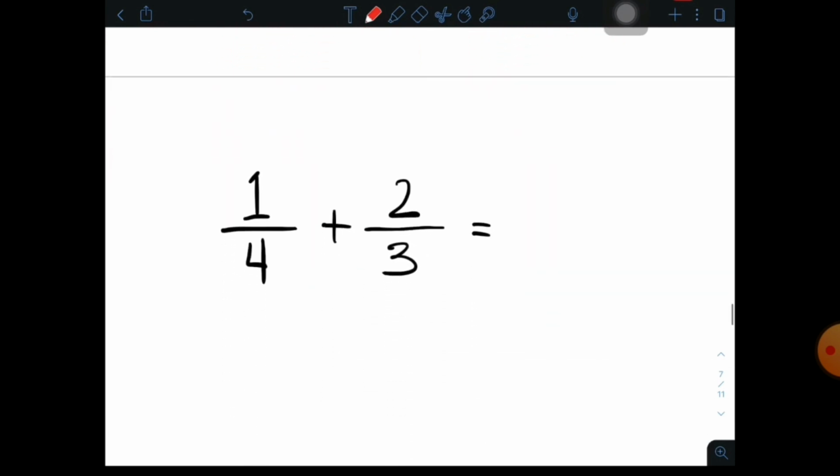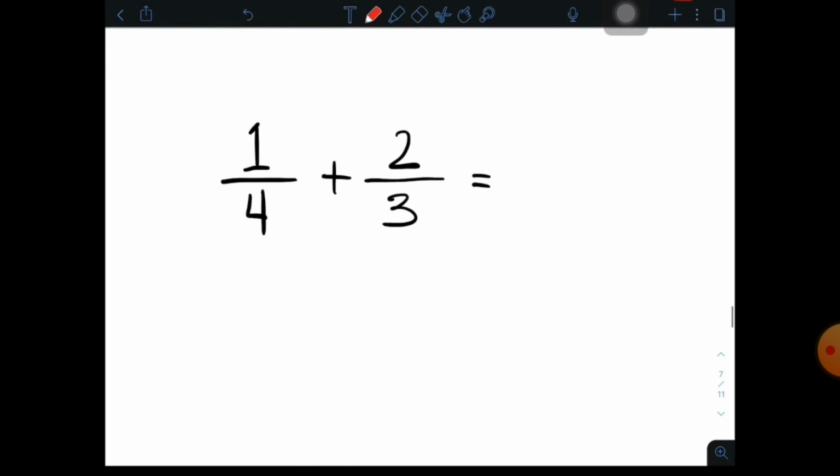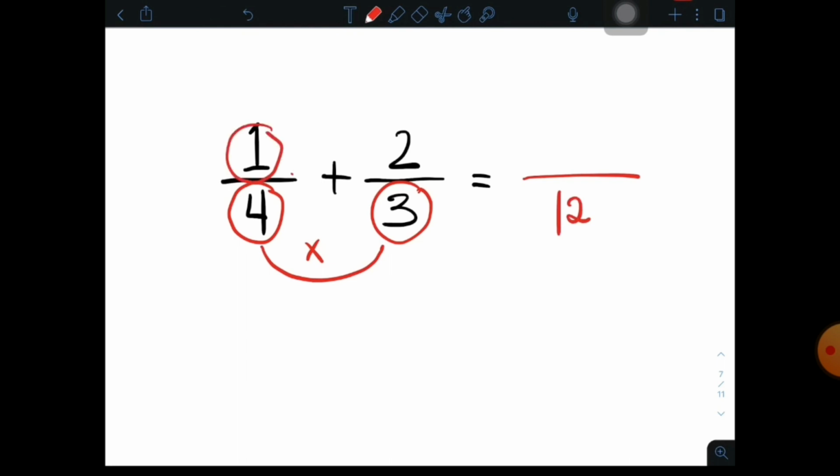Next item, we have 1/4 plus 2/3. As you can see, we have different denominators. So again, this time we will apply another method. So first, we have to multiply the denominators. So 4 times 3, we have 12.